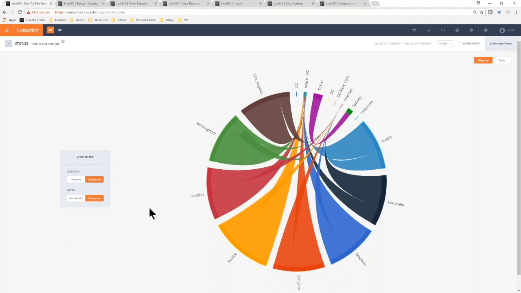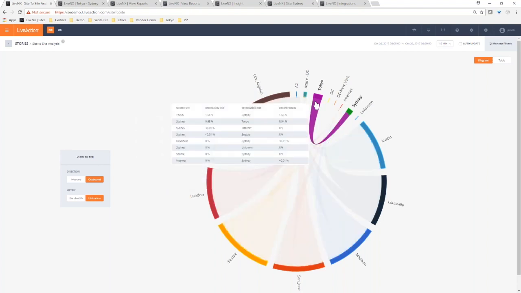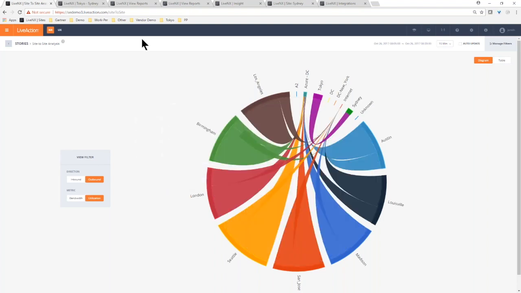And then once you deploy SD-WAN, this still works. So you can still understand who's consuming what traffic, which transport it is using, for example. And one of the key things is, if you're interested in a specific span, like Tokyo to Sydney, you can actually drill down and get more specific information.